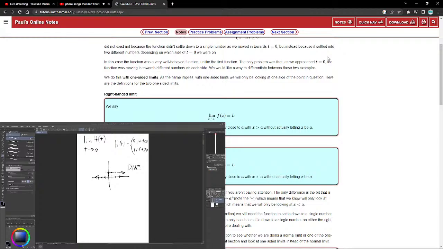We would like a way to differentiate between the two examples. We do this with one-sided limits. As the name implies, with one-sided limits we will be looking at one side of the point in question. Here are the definitions for the two one-sided limits.